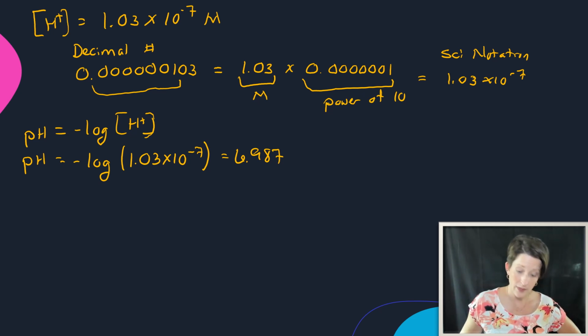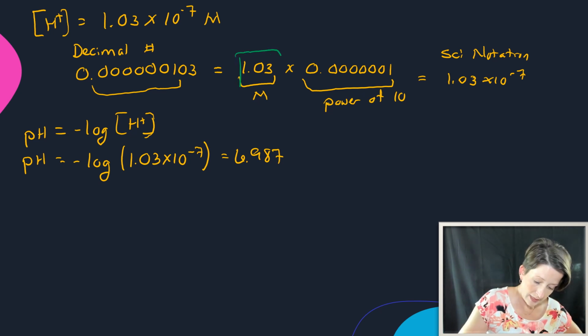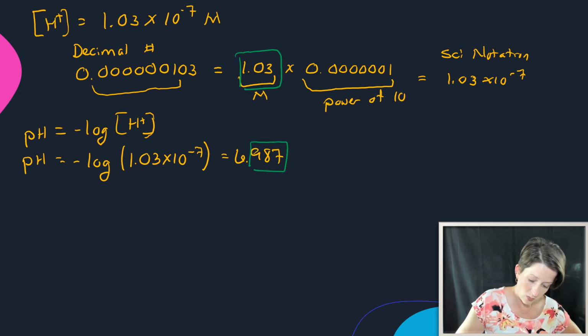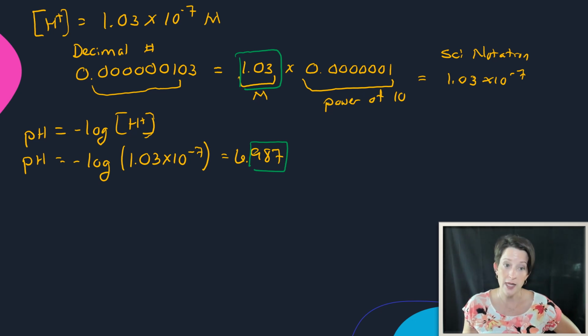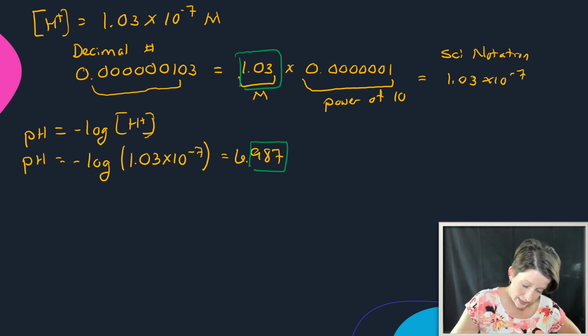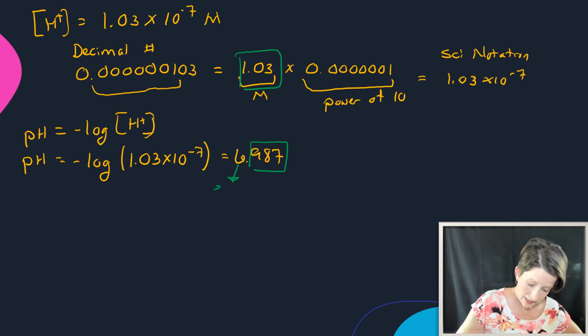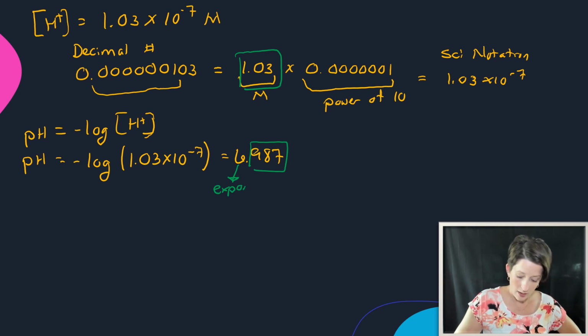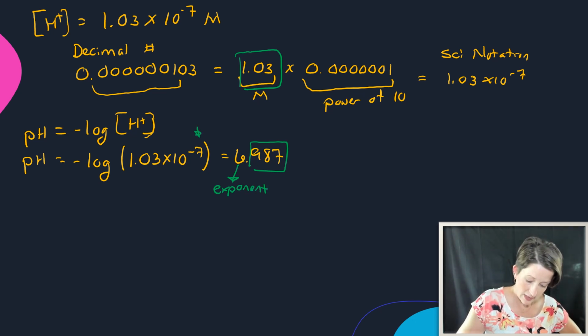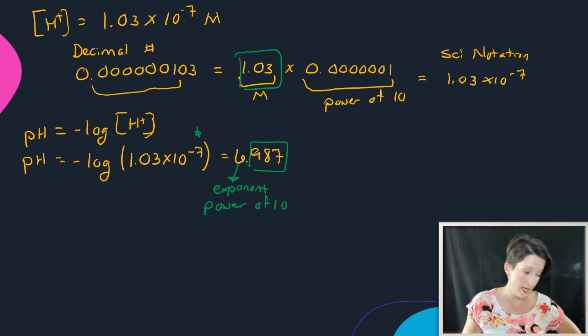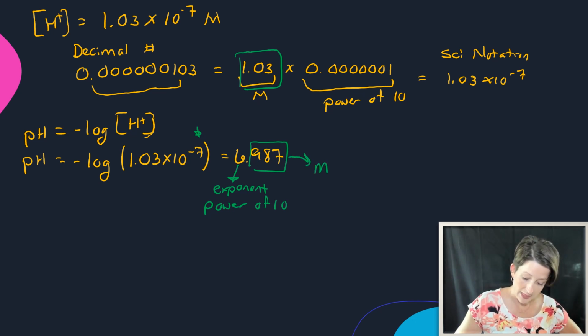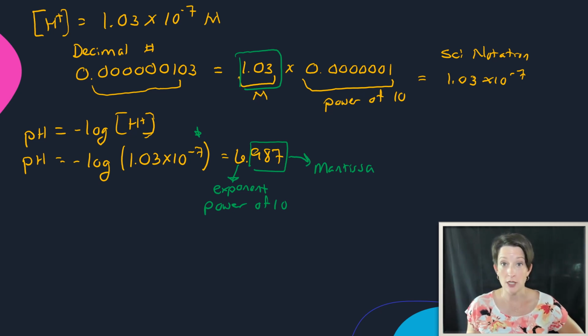Where the sig fig rules come from is the number of significant digits in the scientific notation, or the mantissa. The number of significant digits in our mantissa is the number of decimal places within the pH. The reason is that the number occupying the ones place is the exponent, giving us the power of 10. The decimals are just the mantissa, the significant digits from the value of the concentration.